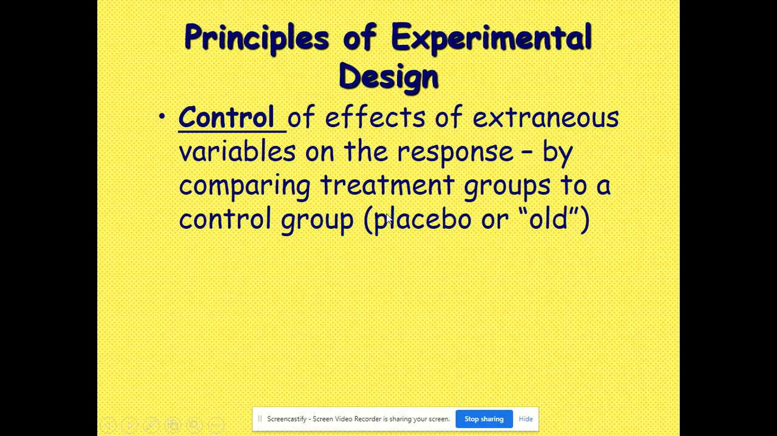So control, the two aspects are effects of extraneous variables, which are all those little things that you can deal with, the sunlight, the watering, all that stuff. And then also a control group is a baseline to compare to.